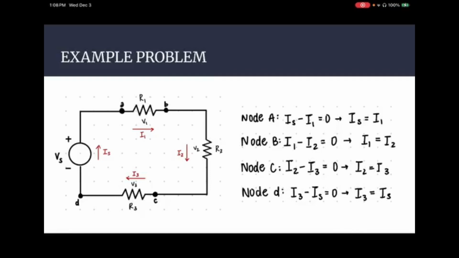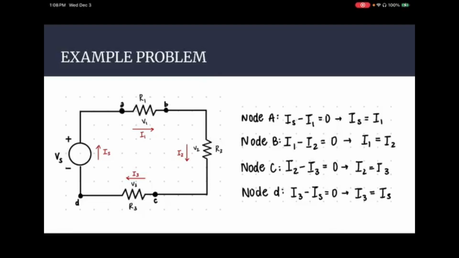If this were a parallel circuit, there are multiple paths for current to flow. Therefore, the voltage across each branch would be the same because they're all connected to the same 2 nodes, and the current splits amongst the branches depending on their resistance.